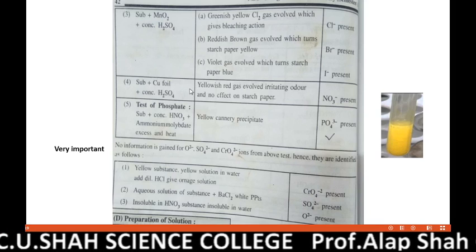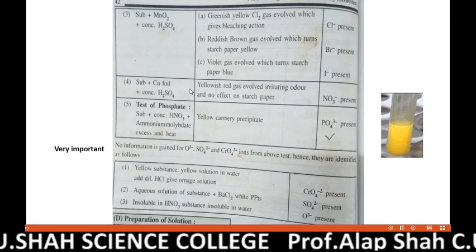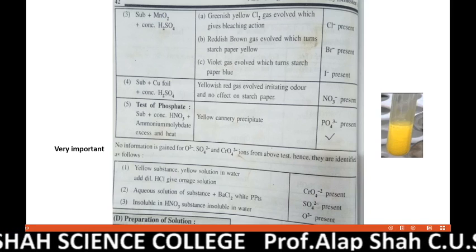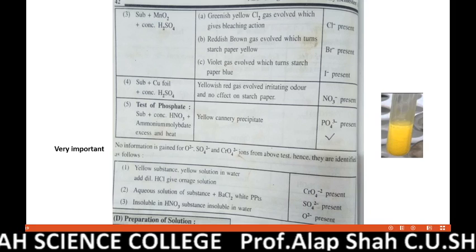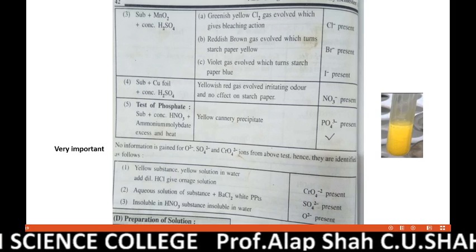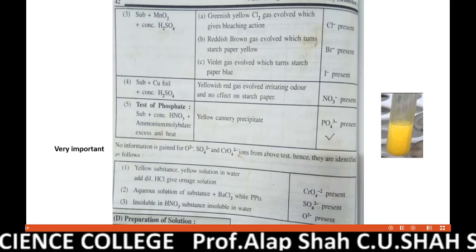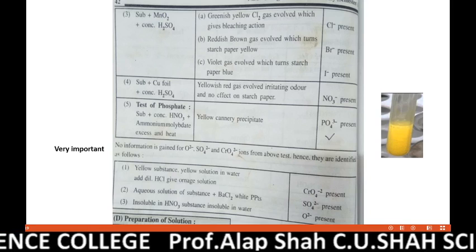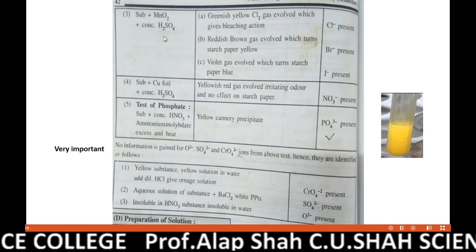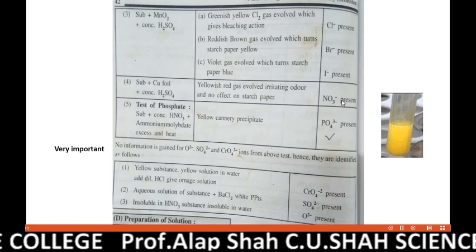The fourth test is exclusive for NO3 minus. Substance plus copper foil plus sulfuric acid, and a yellowish red gas evolves. Obviously there is no effect on starch paper, which we have already discussed. Then it indicates NO3 minus.